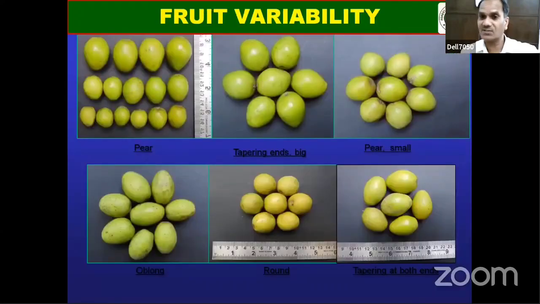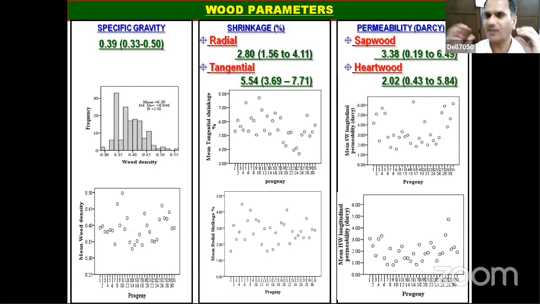Now I was talking about external factors. Let's take some internal factors in the case of wood. There are three factors I am talking about here, the first is specific gravity. You take wood of different genotypes and you can see how the specific gravity of different woods of a single species, Melia dubia, varies so much. The mean is about 0.39, but it varies so much. The same is the case progeny-wise, it differs so much. Then shrinkage and permeability are other factors.